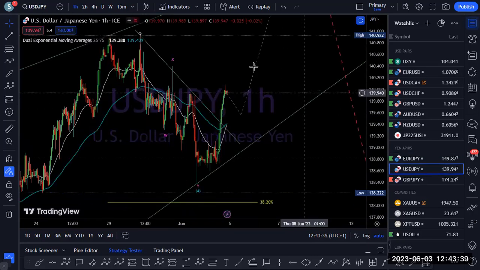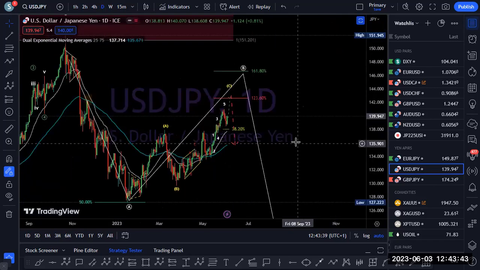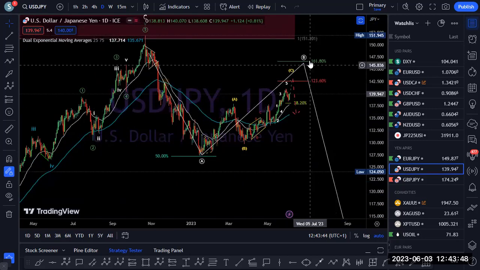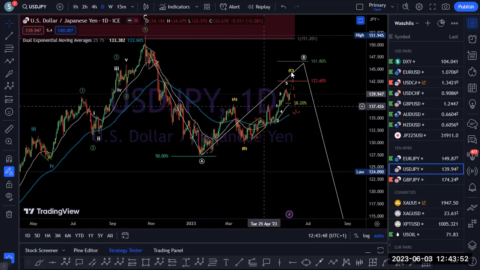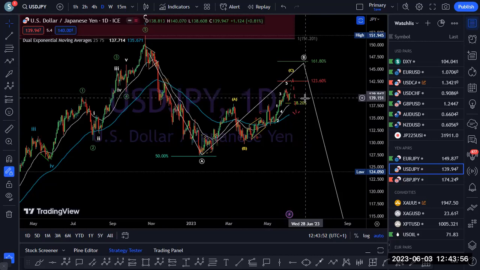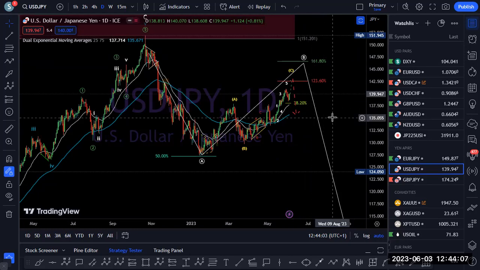USDJPY, let's check daily. On daily, we are looking to complete wave B before the big drop. I don't think it is small. Price dropped to 138.6 and is now going up, so we expect maybe 145, even 147, before it will drop.